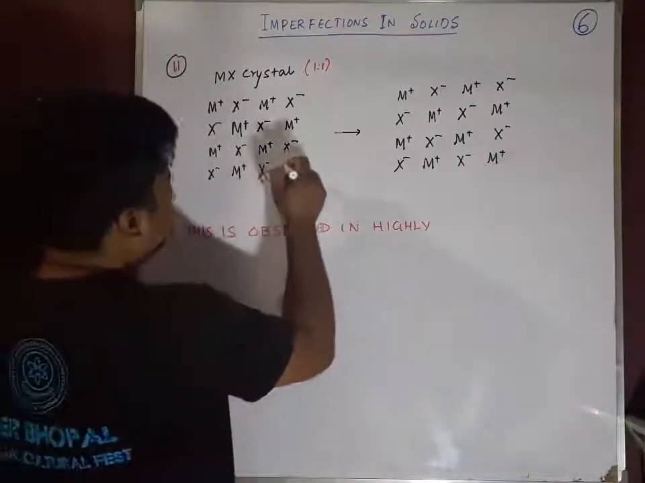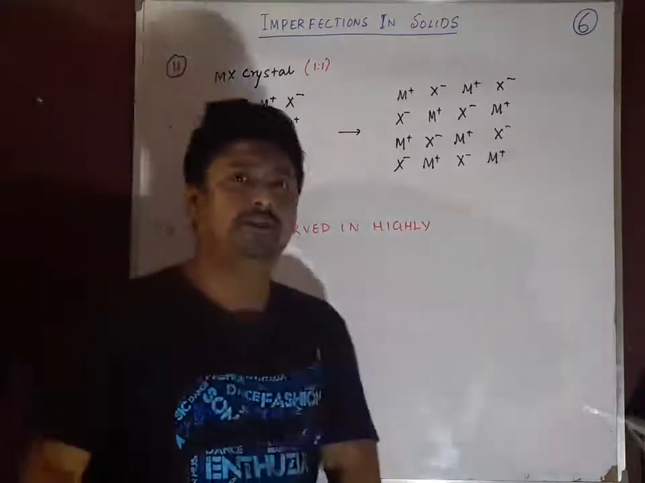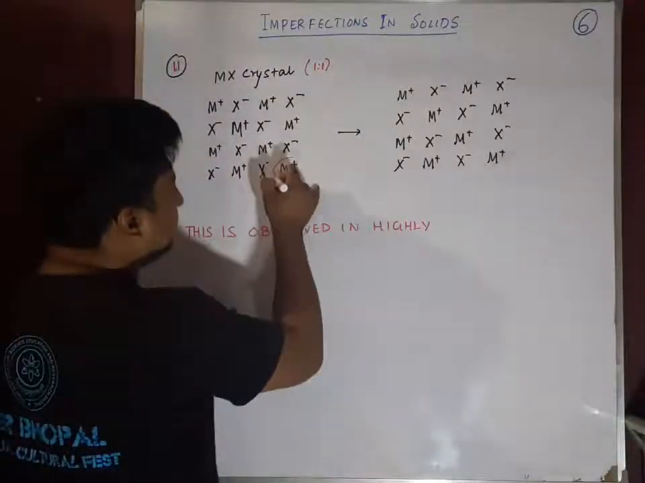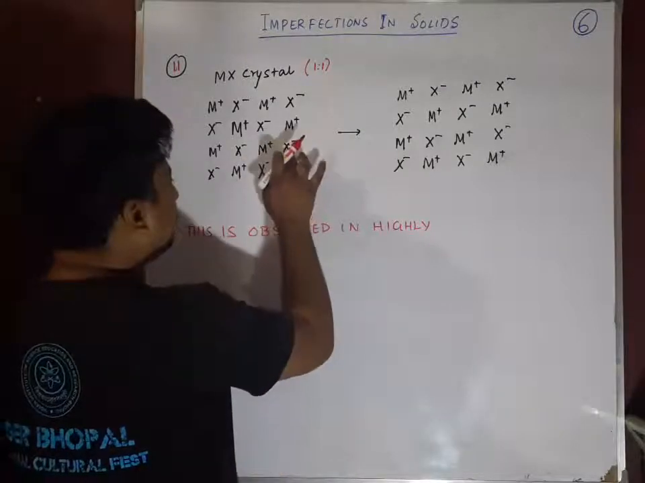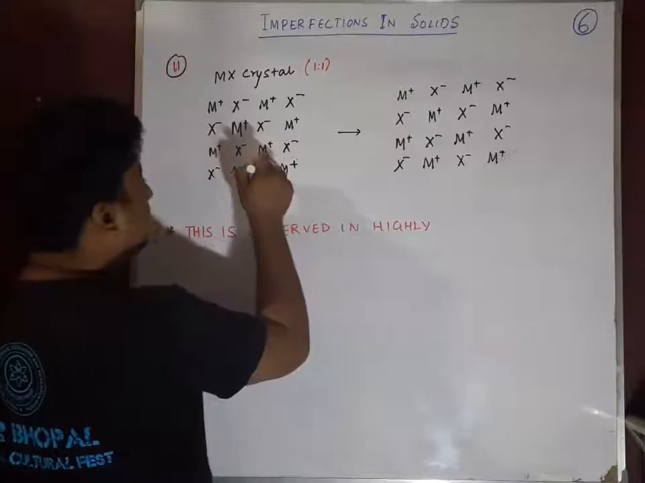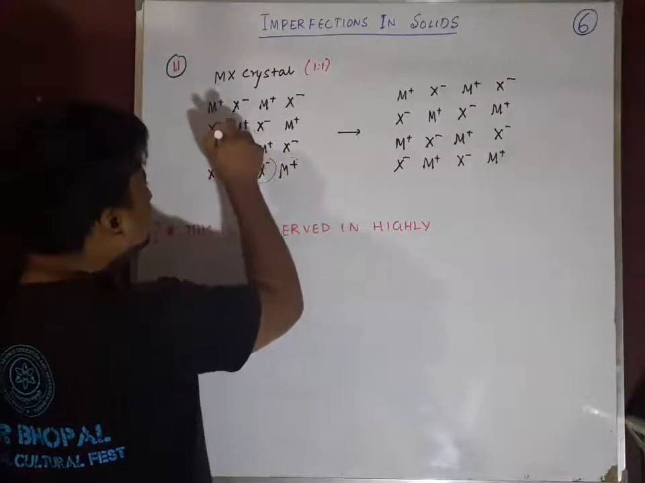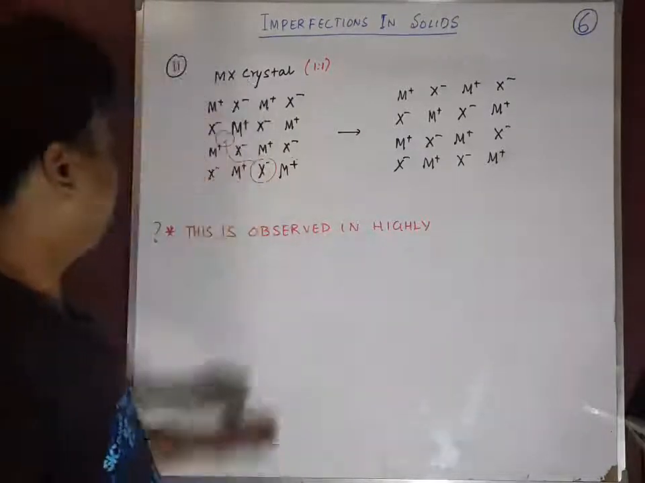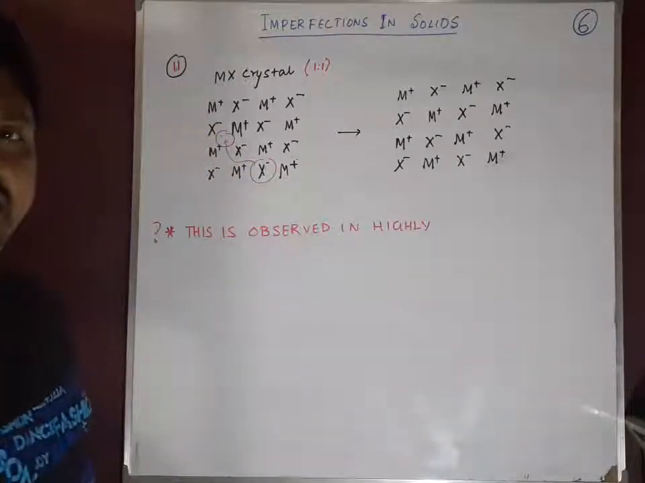Let's say something happened. How it happened, what happened, later. Due to this something, let's say this anion moved into an interstitial region here. See, this anion moves into an interstitial region in the lattice.